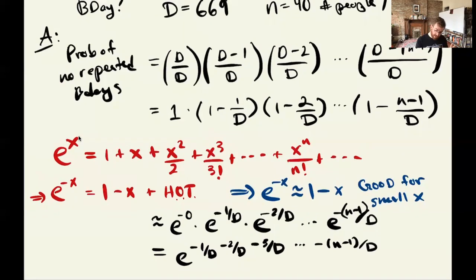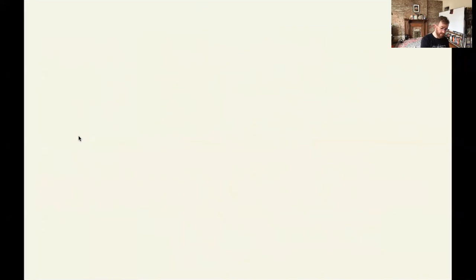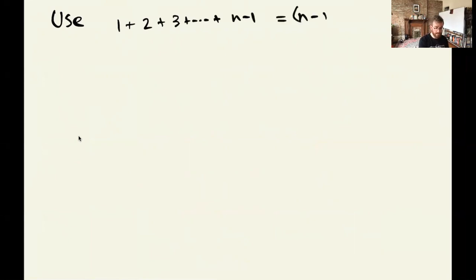And so this should ideally remind you of something, which was namely a formula we used when we computed the expectation of the roll of an n-sided dice. I had to sum the numbers 1 through n. So let's go ahead and use the fact that 1 plus 2 plus 3 plus all the way up through n minus 1 is equal to n minus 1 times n divided by 2.